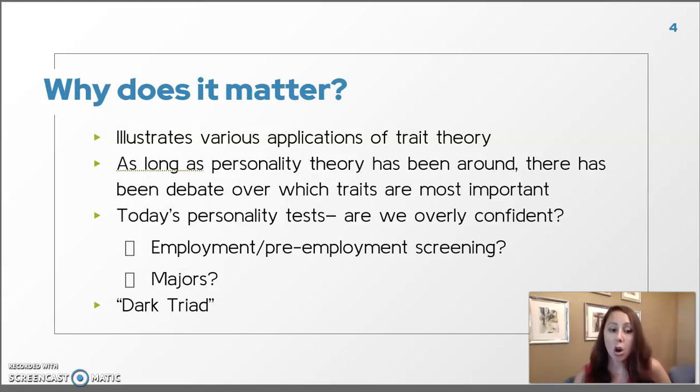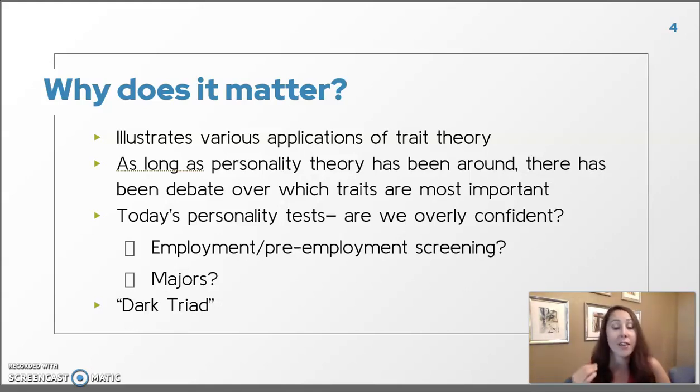Are we becoming overly confident in what we're using them for? This is especially relevant when we're talking about the MBTI, or the Myers-Briggs Type Indicator. Now, full disclosure, I love the MBTI. I think it's very useful. I think you can do amazing things with it professionally, personally, in the education realm.